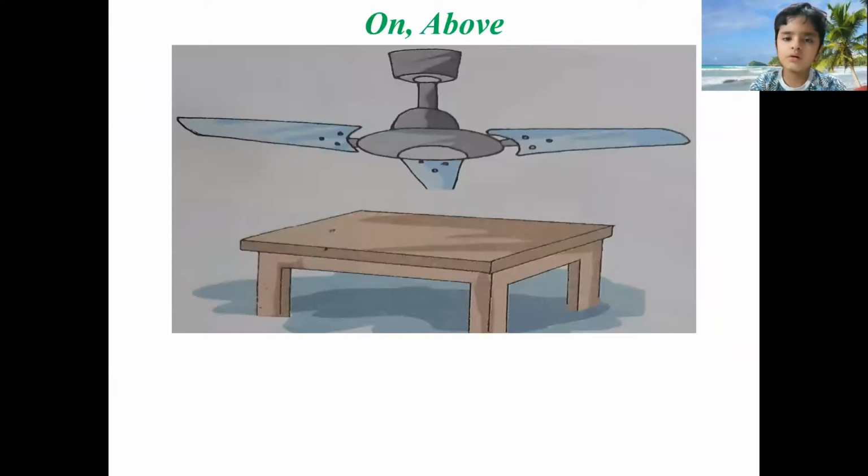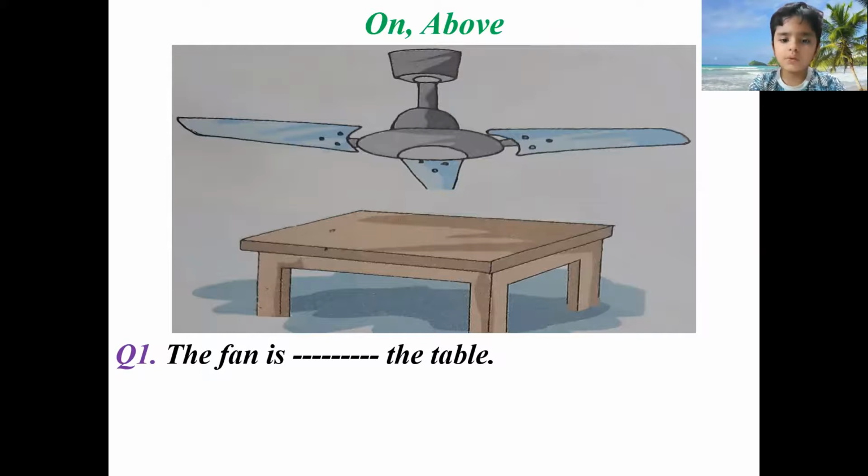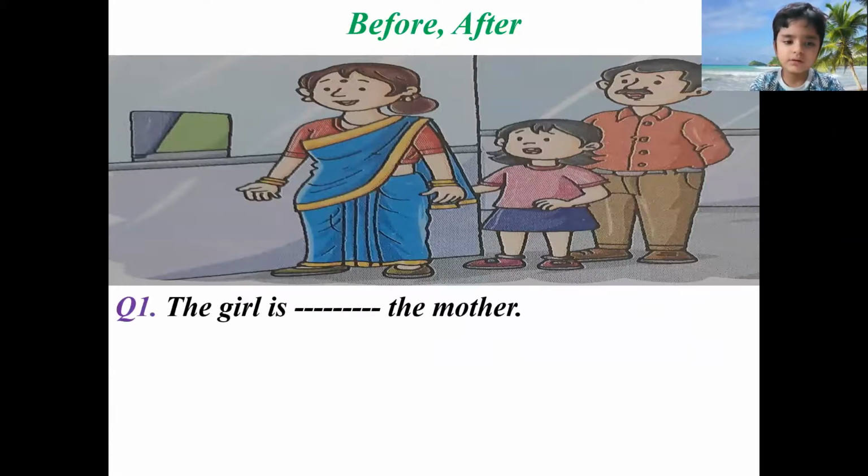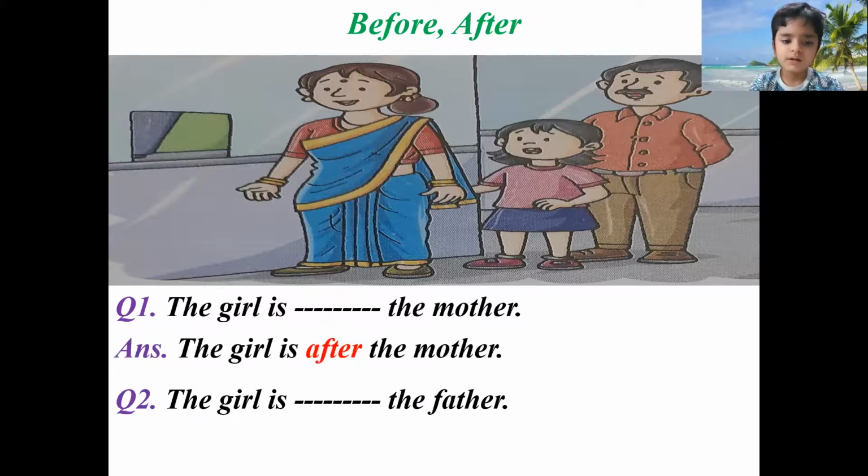On, above. The fan is above the table. Before, after. The girl is after the mother. The girl is before the father.